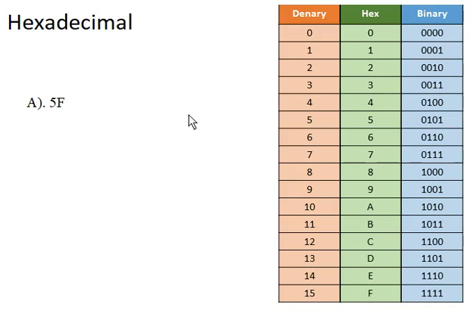Right, so in this video I'm going to explain what hexadecimal is, why we use it, and how to convert to decimal, convert to hexadecimal from decimal, and convert to binary from hexadecimal. So why do we use hexadecimal? Well, the reason is this. It's an easy way to represent 4 bits of information.